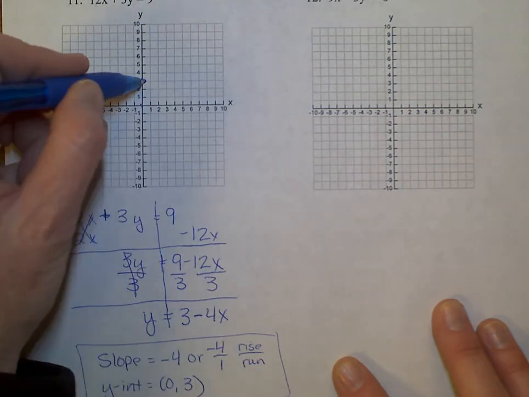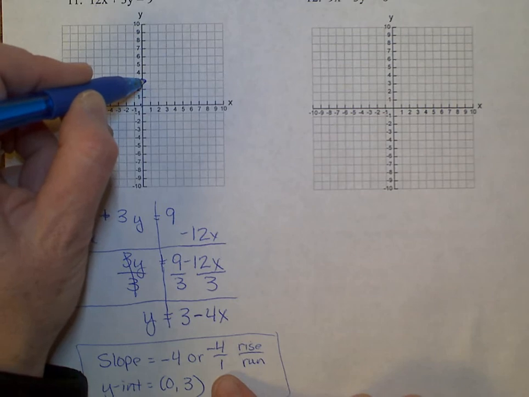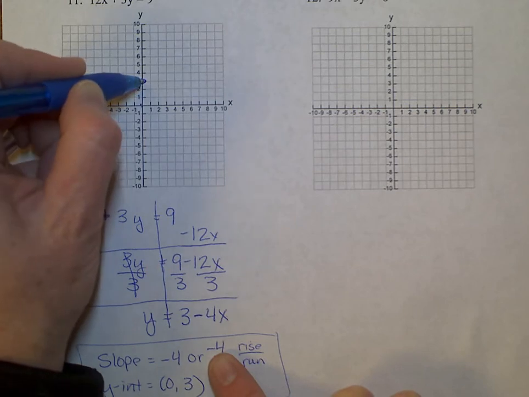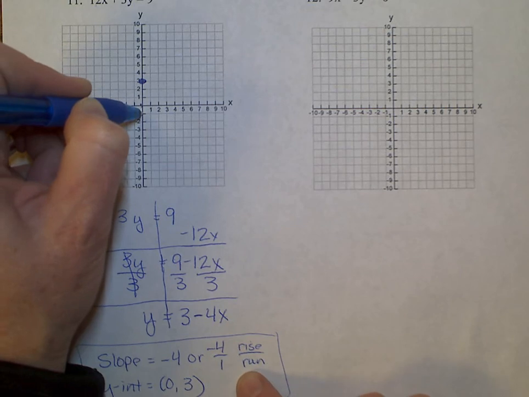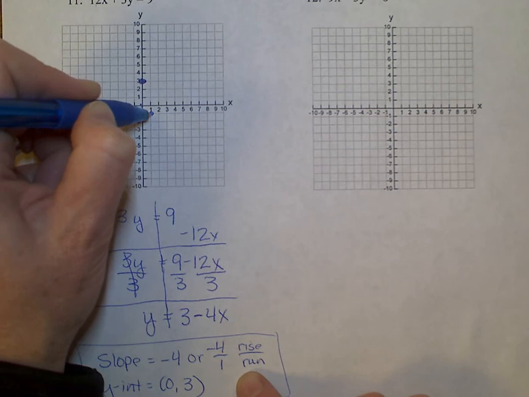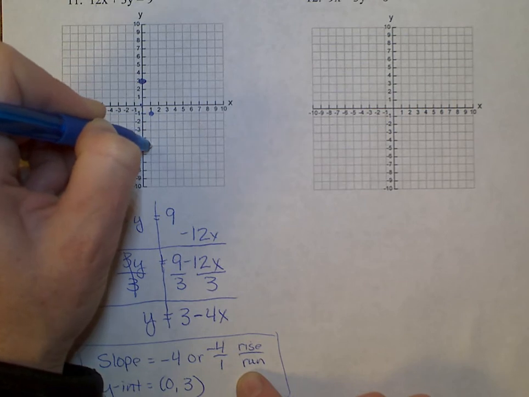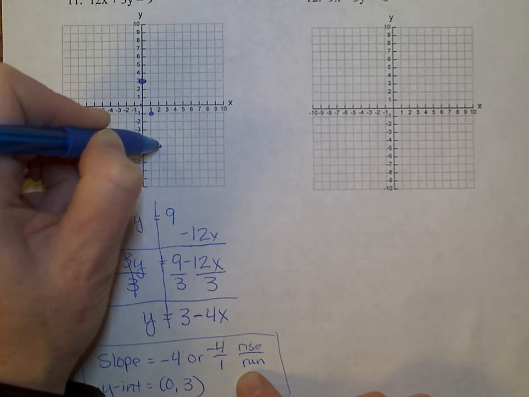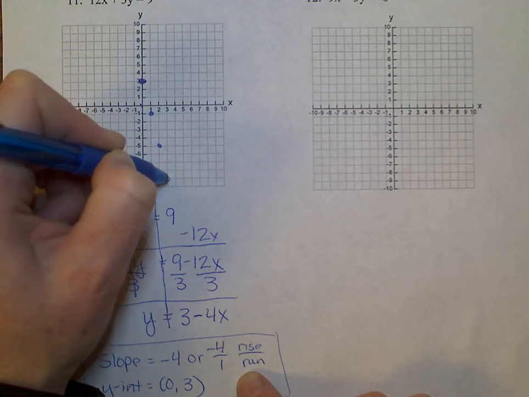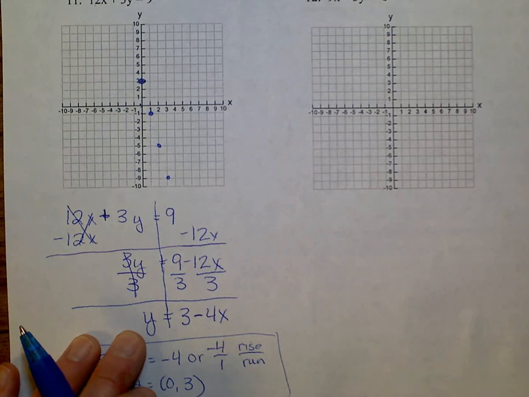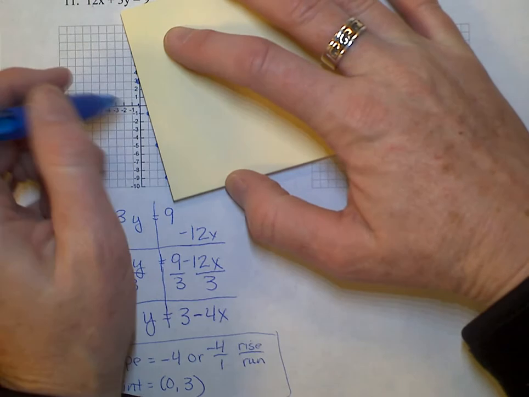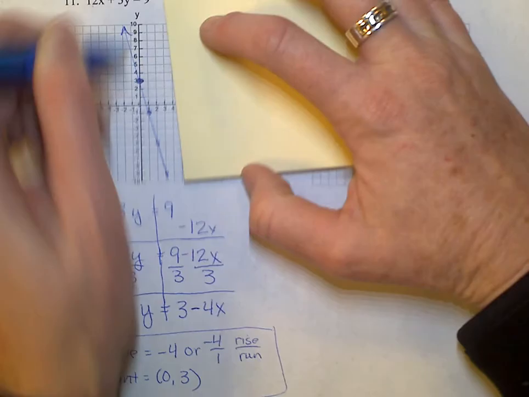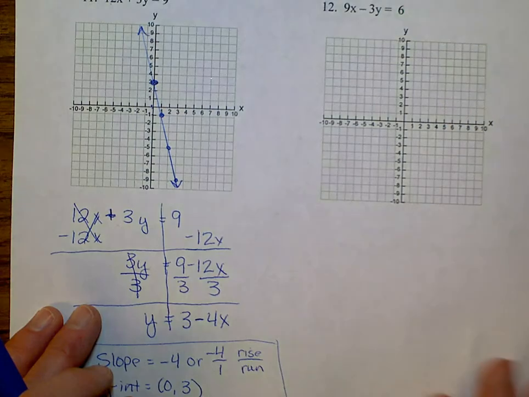Then from that point, I'm going to use my slope to help me plot the rest of my points. This means I rise, but since it's negative, I'm actually falling, right? So I'm going to go down, 1, 2, 3, 4. And then the 1 means I go to the right 1. And I can continue doing that. And then we can just take some sort of straight edge, draw a line, and we're done.